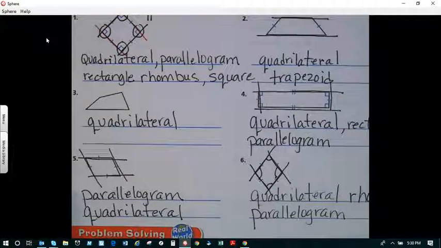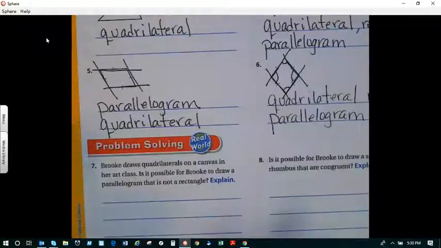Okay, so we were looking at the rest. Brooke draws quadrilaterals on a canvas in her art class. Is it possible for Brooke to draw a parallelogram that is not a rectangle?